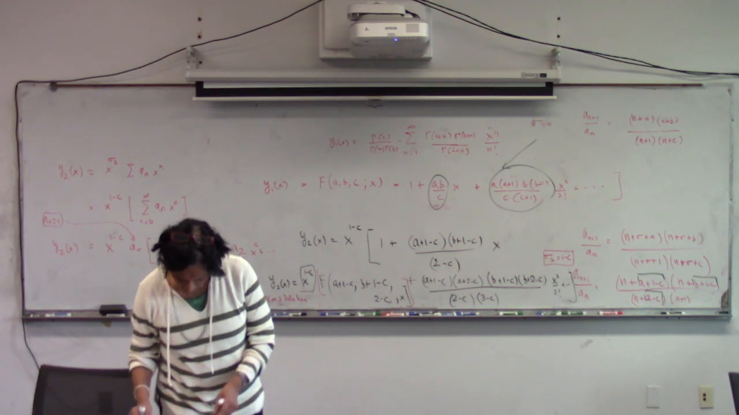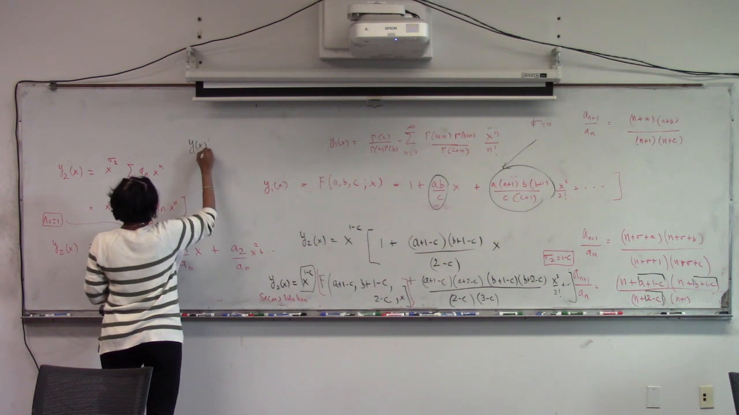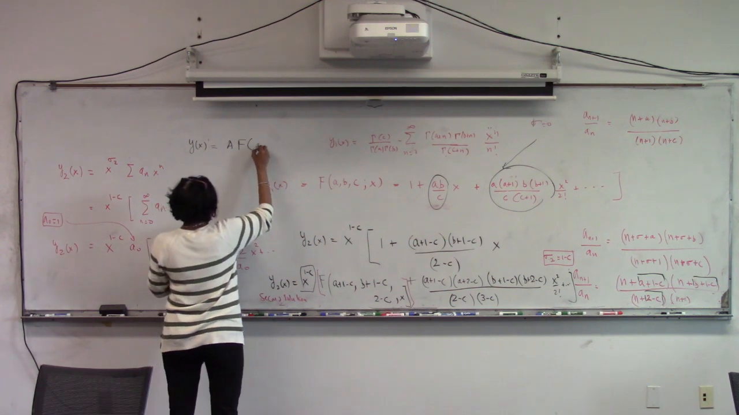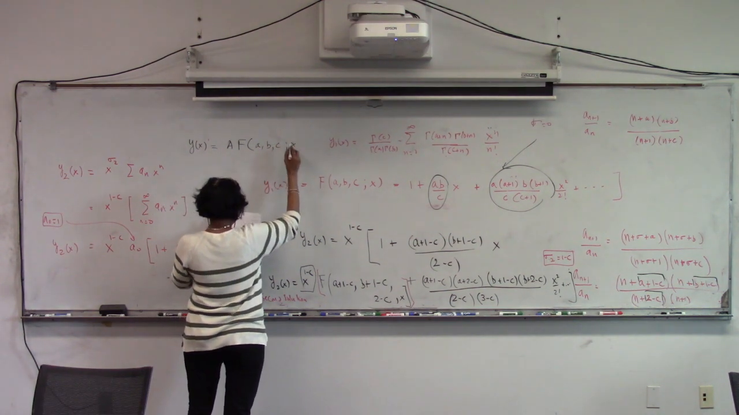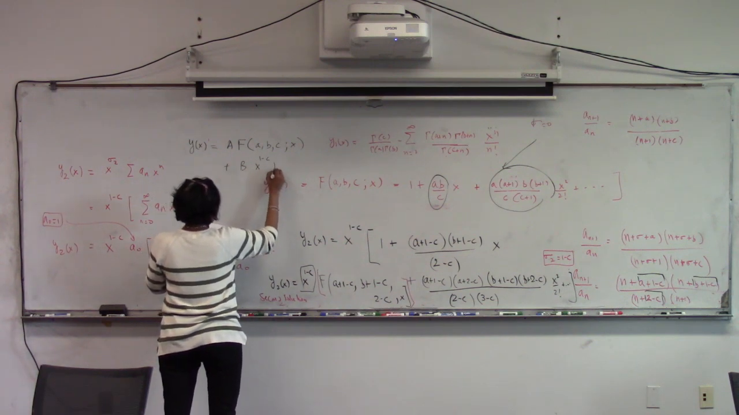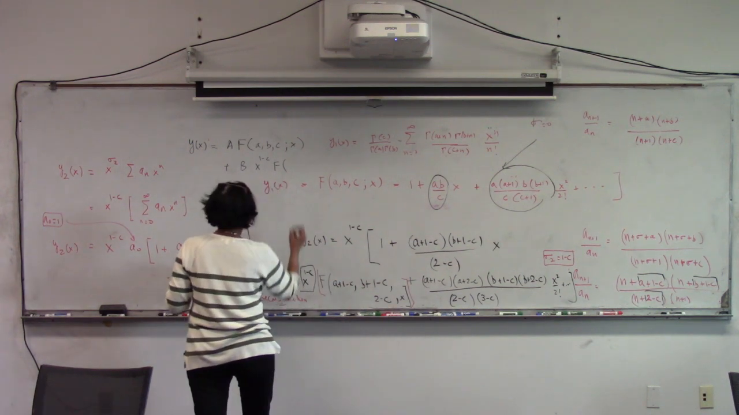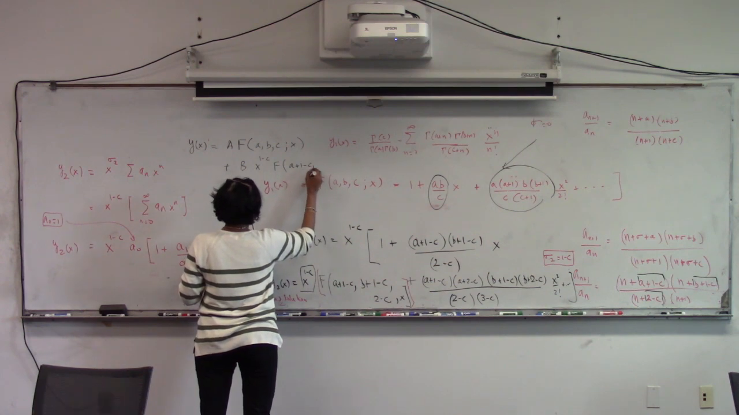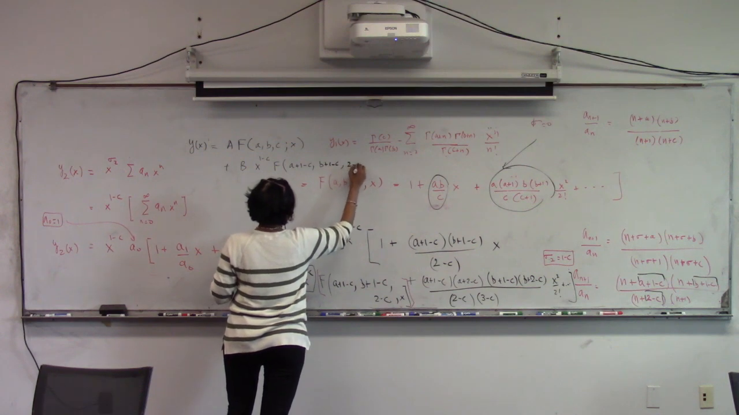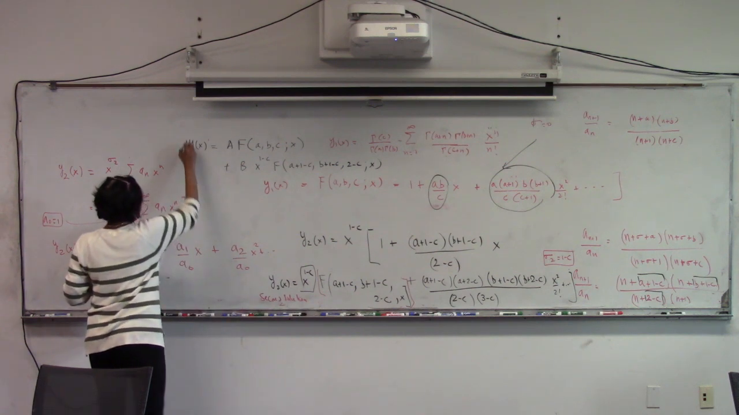So the most general solution, of course, is a combination of that: A times F(a, b, c; x) plus B x to the power 1 minus c times F(a plus 1 minus c, b plus 1 minus c, 2 minus c; x). Okay, so that will be the most general solution.